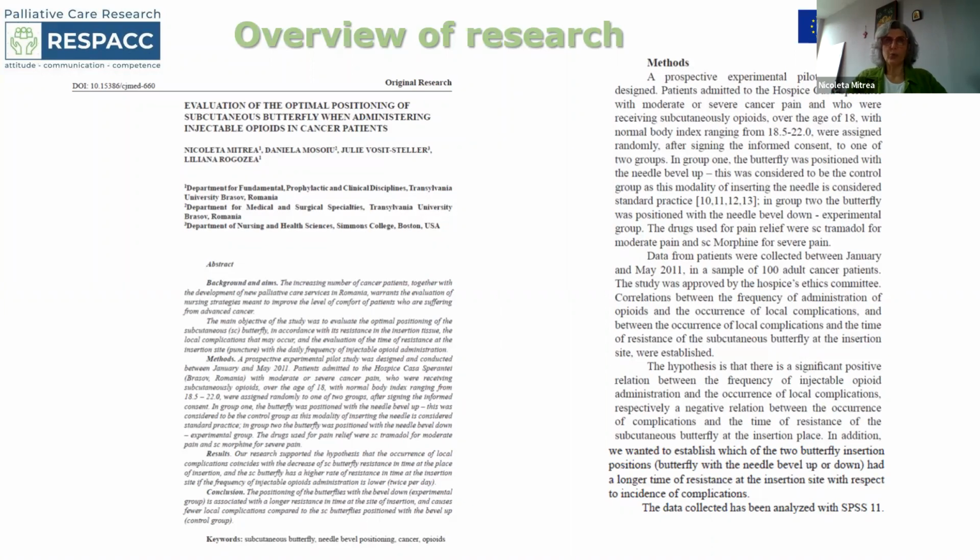So we proceeded. This is the overview of the research, and as a method we did a prospective experimental pilot study. We had two groups of patients: in half of the group of patients in our caseload we positioned the butterfly with the edge of the needle facing up, and in the other half, the cutting of the edge of the needle was placed facing down.